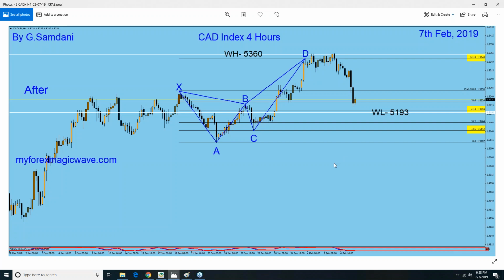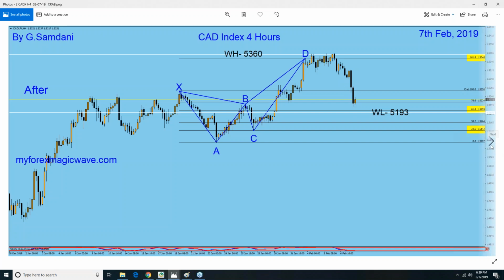Now whichever pair has the CAD on the right hand side will go up, and the pair which has the CAD on the left hand side will go down. For example, CAD-Yen will go down when CAD index is dropping, and for example USD-CAD, Euro-CAD, Aussie-CAD, they will go up when CAD index is dropping. So this is what happened. I said from here it's gonna drop, so it did, right?